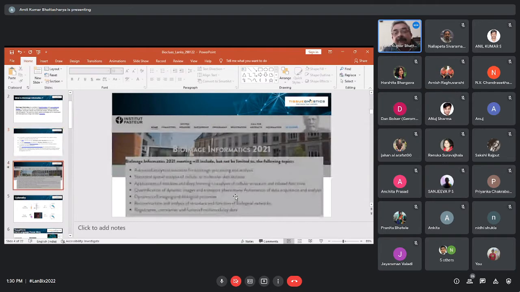To give you a view of what bioimage informatics is currently about, this is a screenshot from a conference last year organized by Institut Pasteur. As you can see, the topics discussed were advanced analytical solutions for bioimage processing and analysis, meaning you would have to process the image to make it analyzable and then do subsequent analysis. Statistical spatial analysis of cellular and molecular distributions is a part of informatics. This is exactly what we do in our work. Applications of machine and deep learning to analyze cellular structures and related functions, I mean, you can very well relate to this.